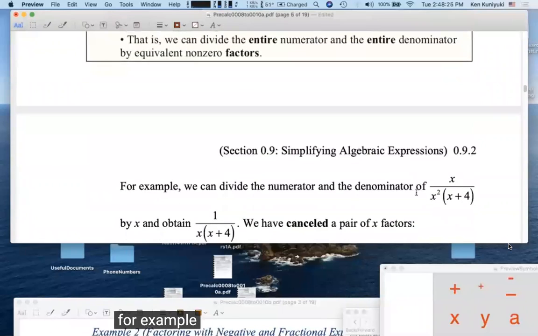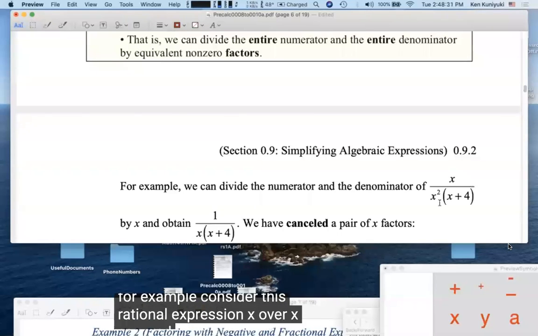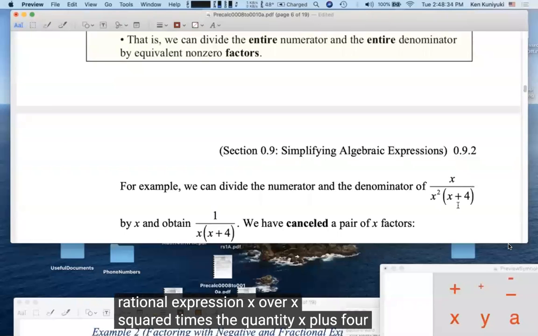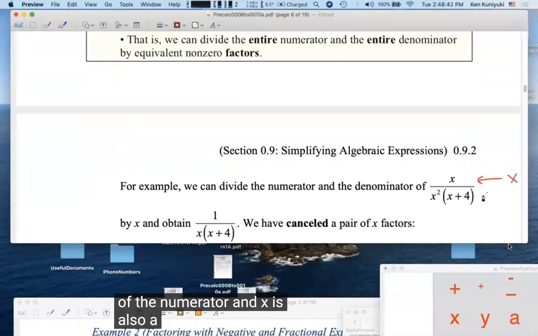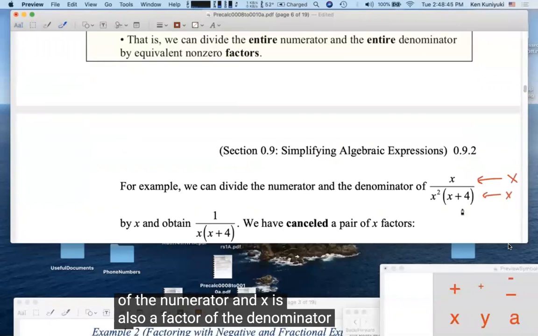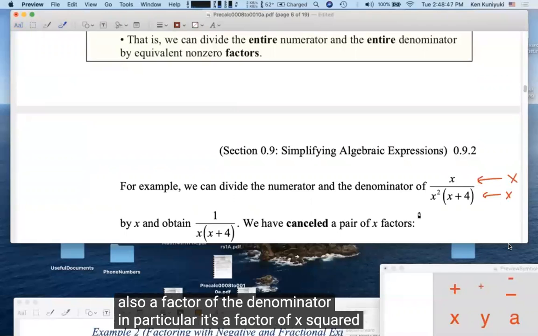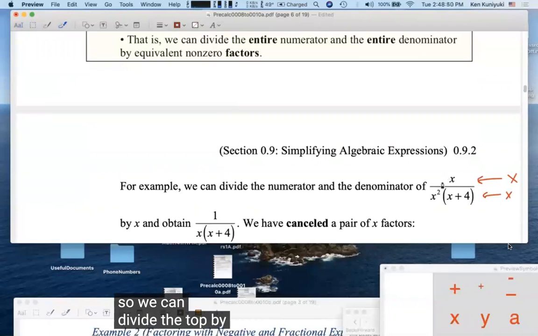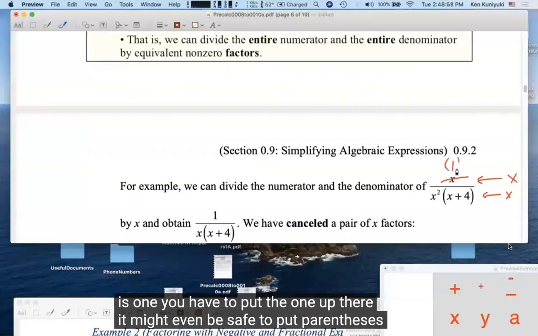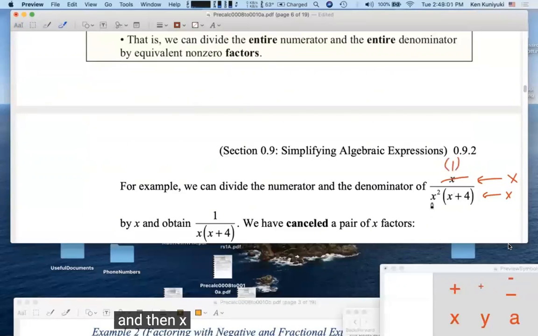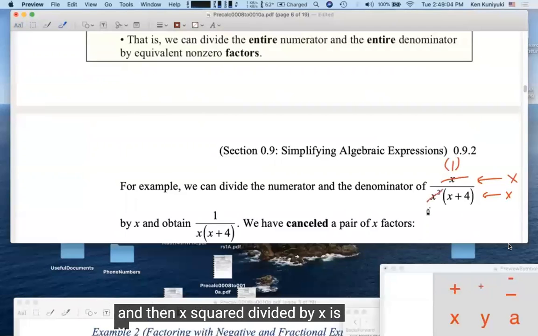For example, consider this rational expression, x over x squared times the quantity x plus 4. You can see that x is a factor of the numerator, and x is also a factor of the denominator. In particular, it's a factor of x squared. So we can divide the top by x. x divided by x is 1. You have to put the 1 up there. It might even be safe to put parentheses. And then x squared divided by x is x.